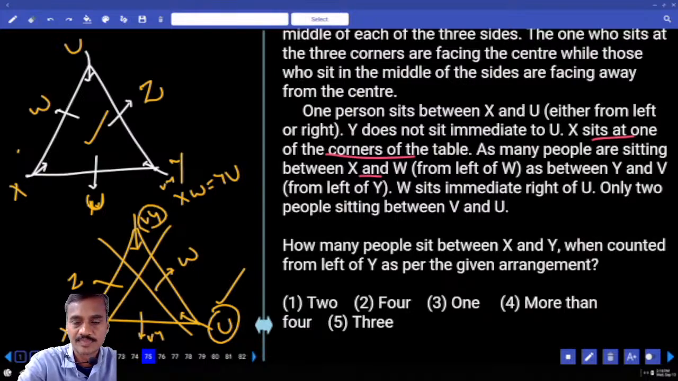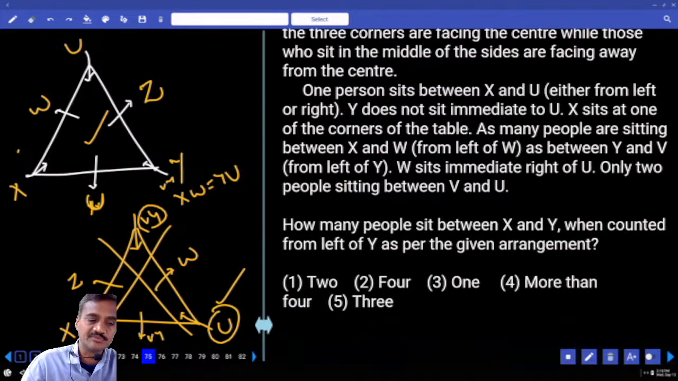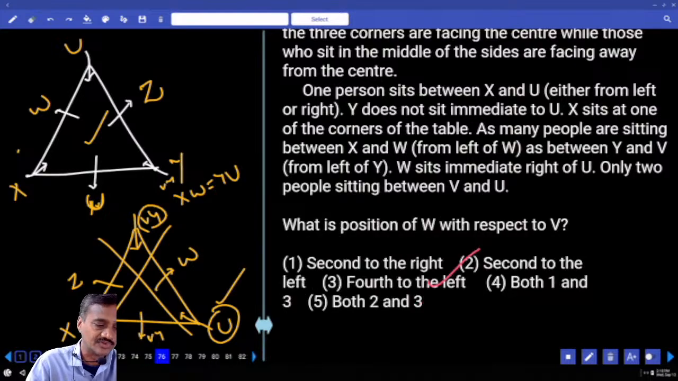So I am left with only the first case. Then in this one, how many people are in between X and Y? When counted from the left of Y, between X and Y there is exactly one person, choice 3.